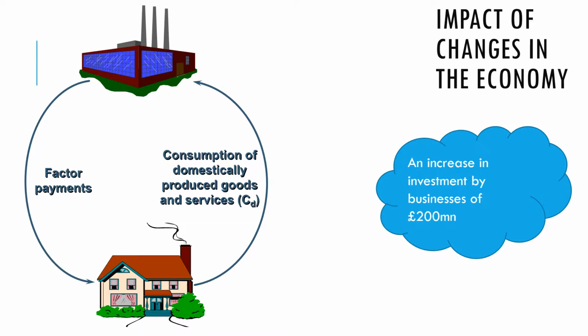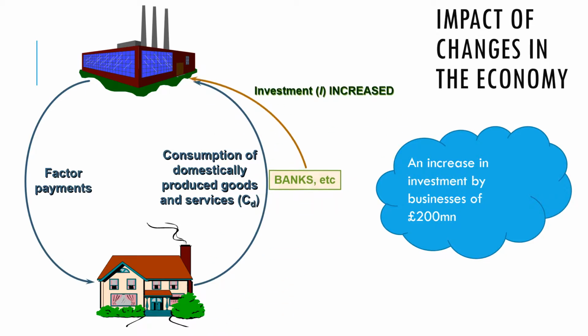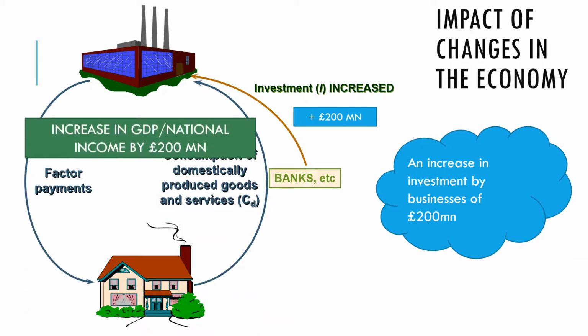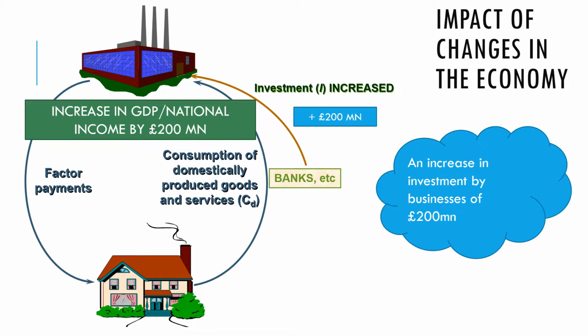So for example, in this situation, an increase in investment by businesses of £200 million by taking out loans from banks would be an injection into the circular flow of income of £200 million. Now, what impact would that have on GDP? Well, if £200 million more is being spent within our economy, GDP or national income would increase by 200 million.